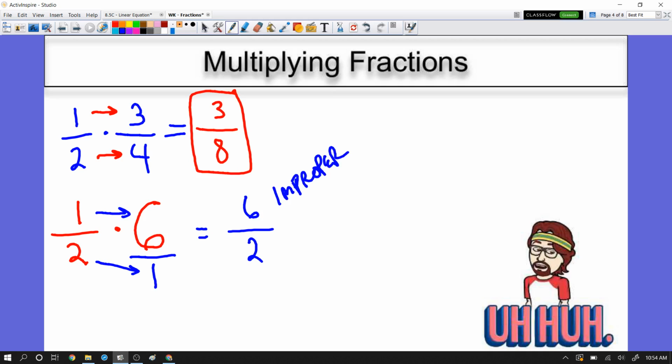The reason it's improper is because the number on top is bigger than the number on bottom. What this is saying is 6 divided by 2. That's where that symbol comes from. So you could type in the calculator 6 divided by 2. Another way to think about it is how many times does 2 go into 6? 2, 4, 6. 3 times. This also said half of 6. Half of 6 is 3. And here was our proof, all the work.